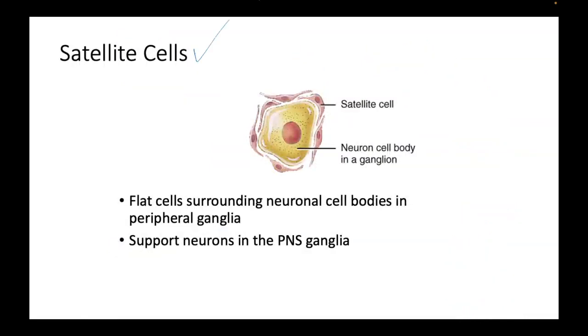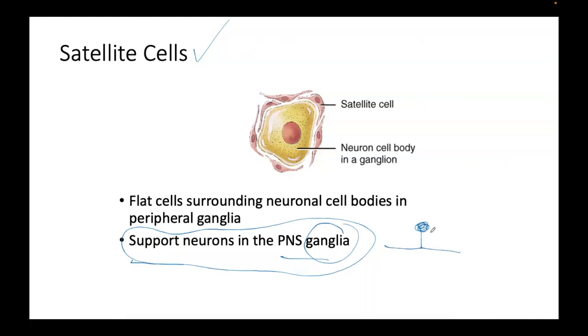Satellite cells, I said, are not too important functionally. They're just supporting cells. They just support neurons in the PNS, where we have ganglia. Remember, you had the dorsal root ganglia that looks like the lollipop stick. So satellite cells support those.